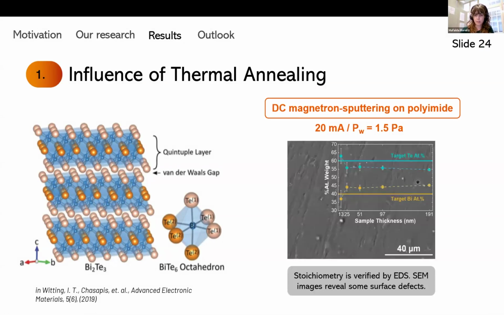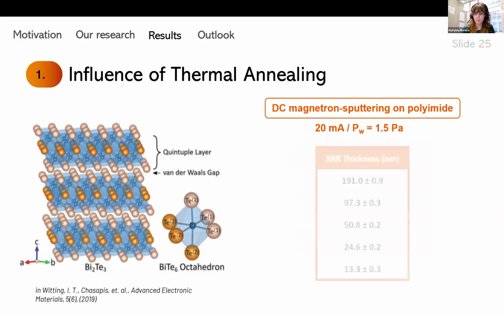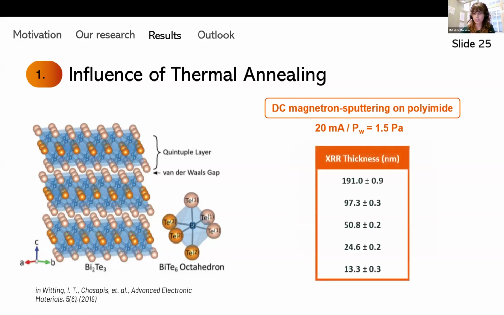This is our films seen up close. As you can see, due to the polyamide flexible substrate, they do exhibit a lot of surface defects because they follow the roughness of the flexible substrate. And so naturally, they're going to have some defects associated with these surface textures that you see.